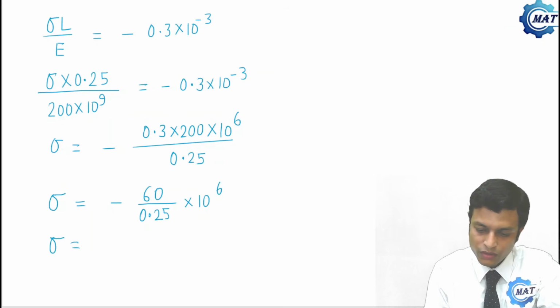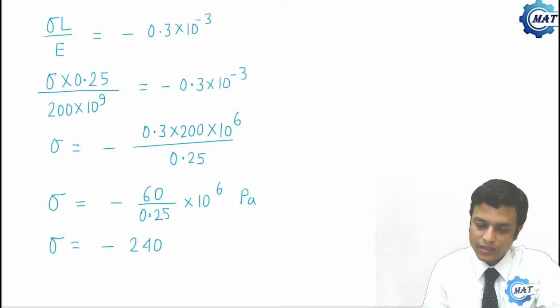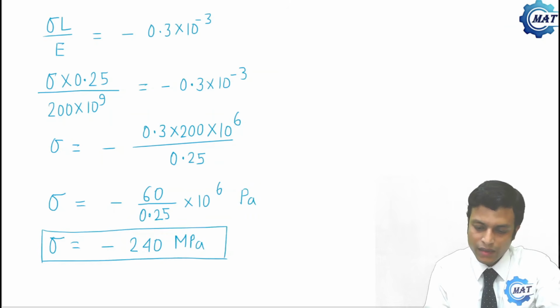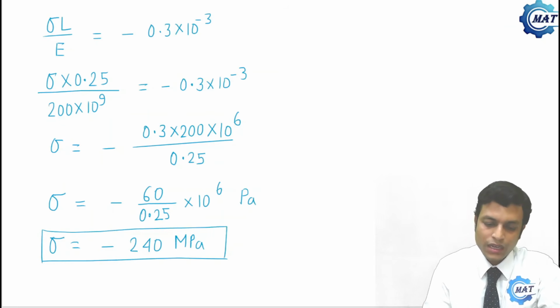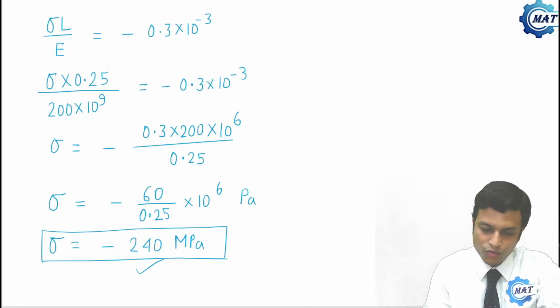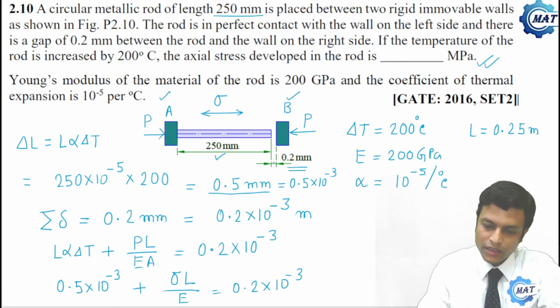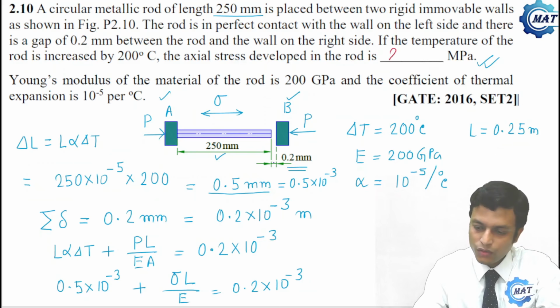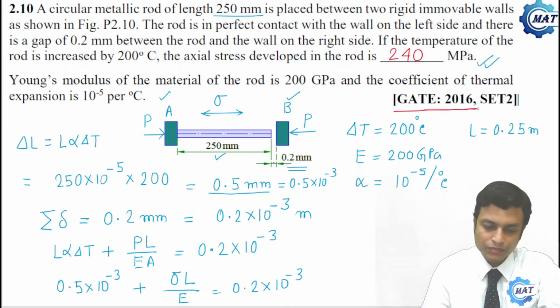So sigma becomes minus 240 into 10 to the power 6. This was Pa, Pascal in SI unit, so 10 to the power 6 means MPa. That is minus sign here, another minus sign, that implies the stress is negative here also, and the value of stress is 240 MPa. So stress developed in the rod is 240 MPa. So this is the answer to the problem, and this was asked in GATE 2016.